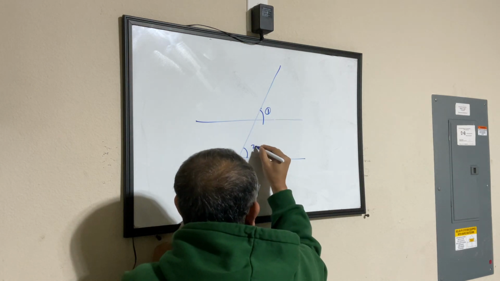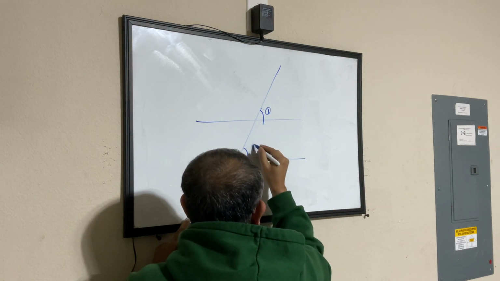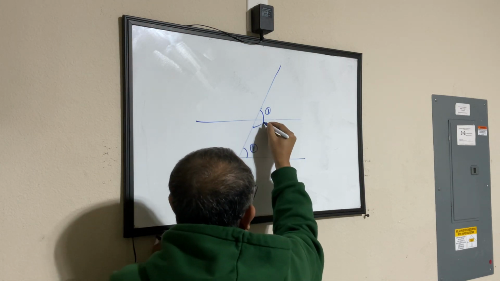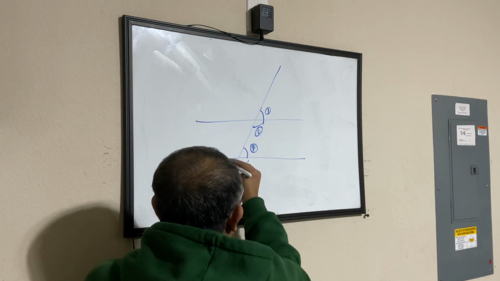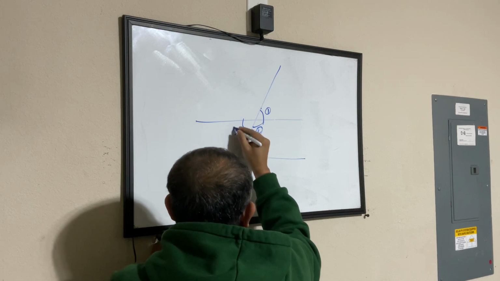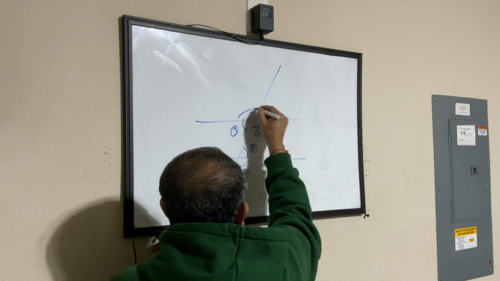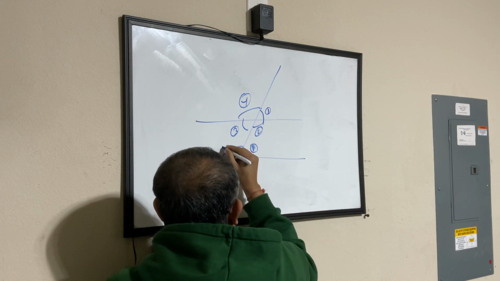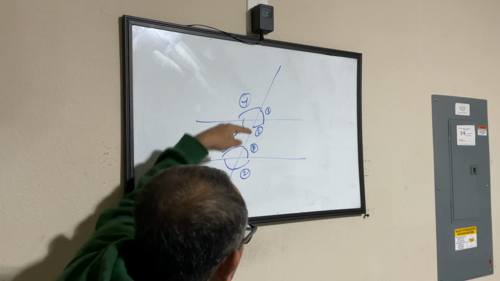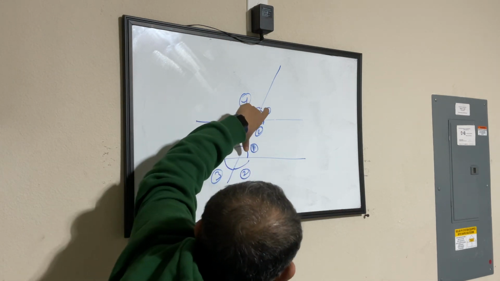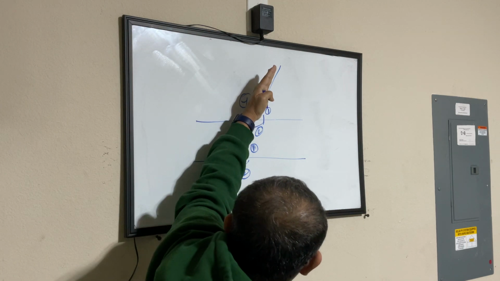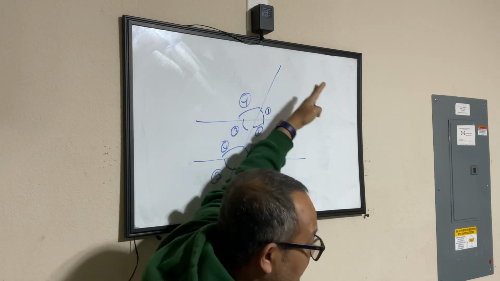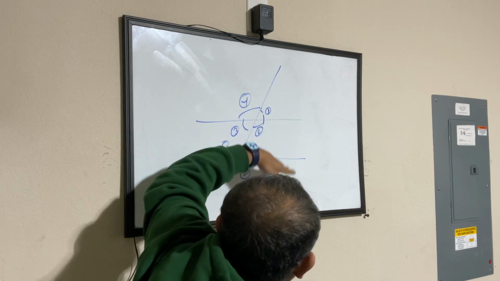This and this are called corresponding angles, 1 and 1. This and this are called corresponding angles. The way you have to look at it is, let's say 1 and 1, these two are called corresponding angles because both the angles are on the same side of the intersecting line and above both the parallel lines.